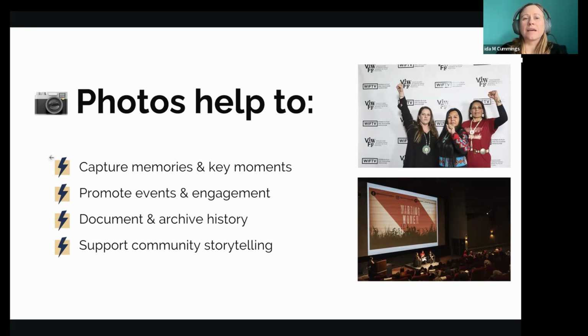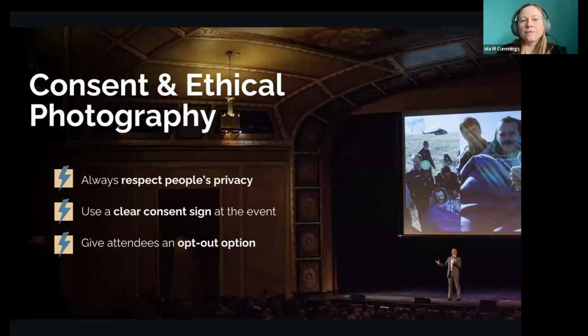So what we're going to talk about today is not just showing up at an event and taking photos, but really thinking about how you want the photos to be used, what you want them for, because that's really going to dictate what you do at the event. So the first thing we really need to talk about is consent.